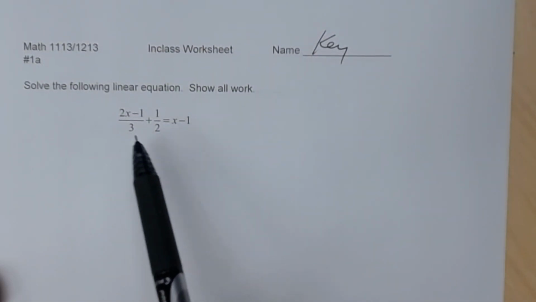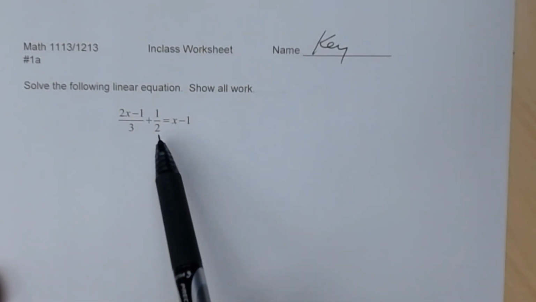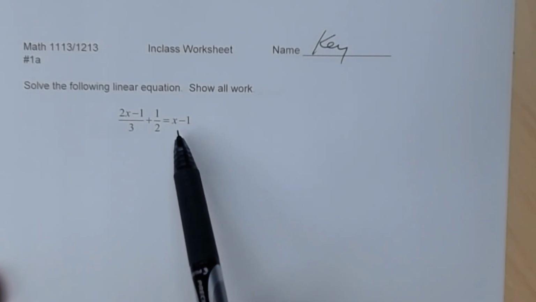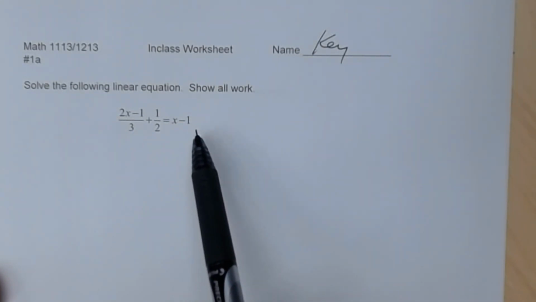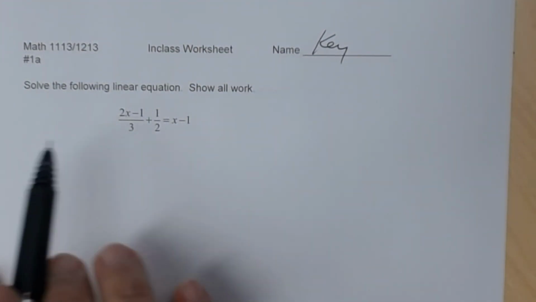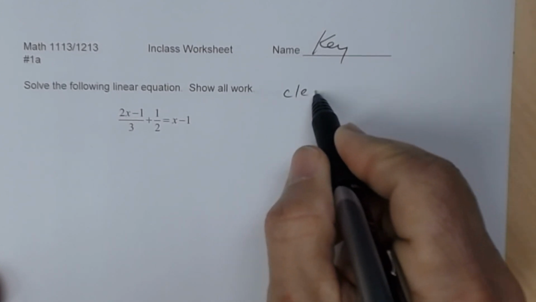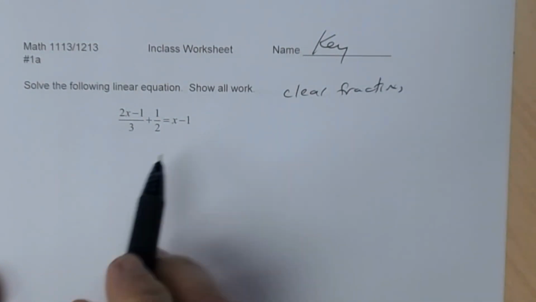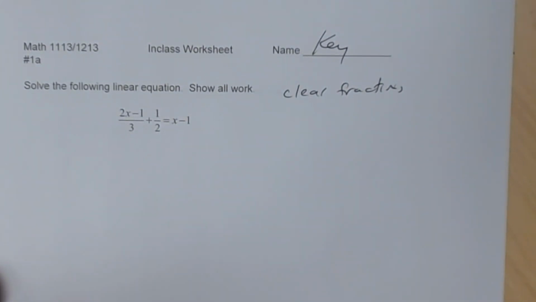But in any case, if you look at the denominators, this is 3, this is 2, and whether you think of this as one fraction or two separate fractions, the denominators are 1. So you want to clear the fractions. The idea here is to clear your fractions when you have denominators. And basically that means you want all ones in the denominators.